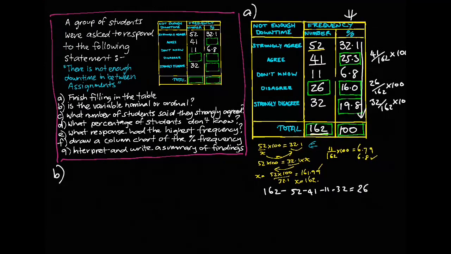Okay, part B, is the variable nominal or ordinal? Now, it's not numerical. However, there is a certain way of ordering it from strongly agree to strongly disagree, or from strongly disagree to strongly agree. So we call this one ordinal.